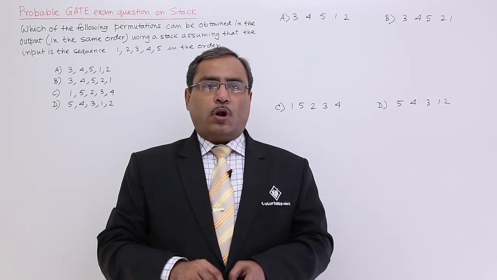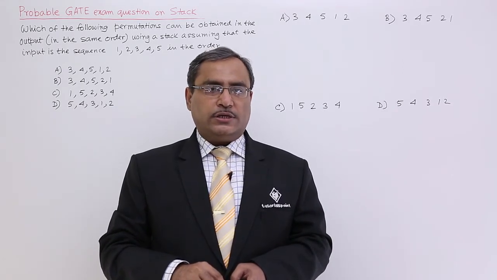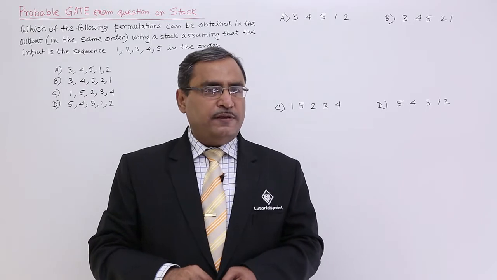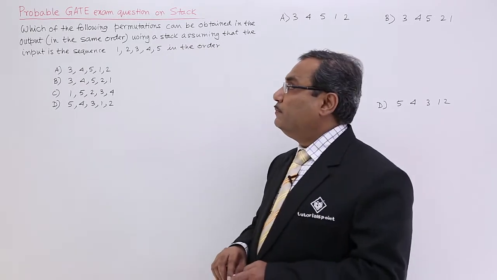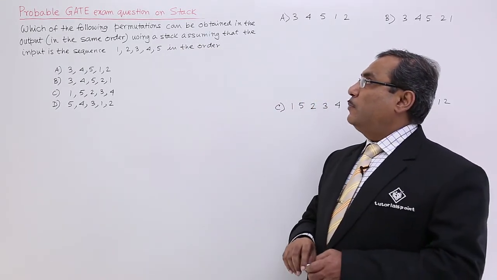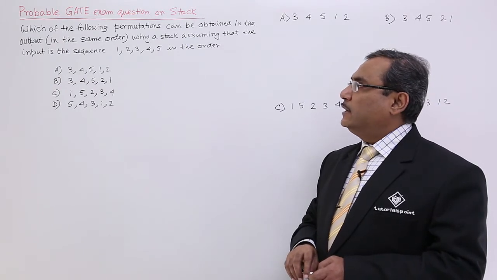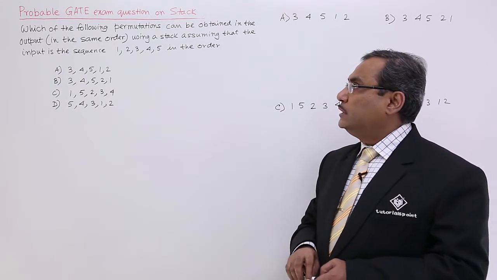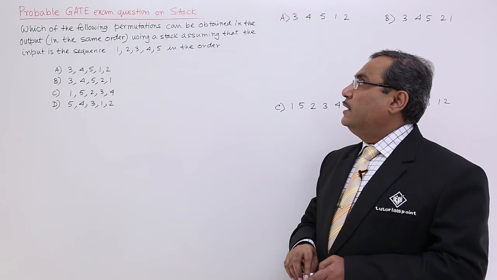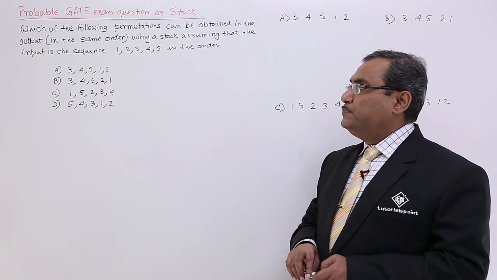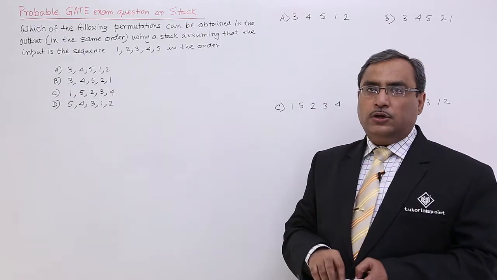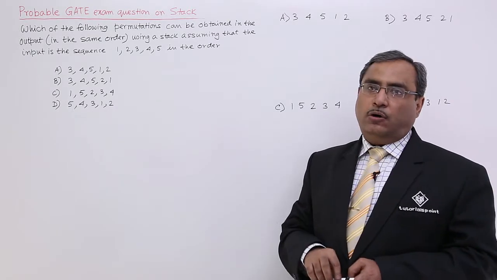Let us solve one problem on stack data structure. This question came in the previous GATE exams. Look at the problem please. Which of the following permutations can be obtained in the output in the same order using a stack, assuming that the input is the sequence 1, 2, 3, 4, 5 in the order.